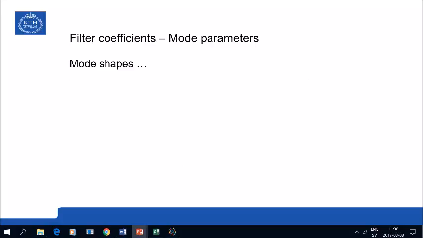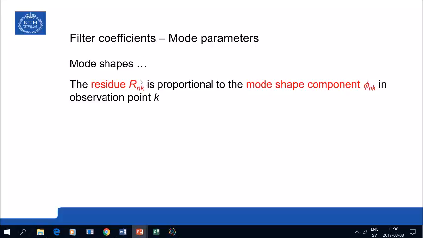Okay, back to the mode shapes. It turns out that the residue R_nk, the residue corresponding to pole N, measured in observation point K, is directly proportional to the mode shape component corresponding to pole N and observed in point K. So we can formulate our rule like this: the kth component of the mode shape for mode N is a constant times the residue for pole N observed in point K.